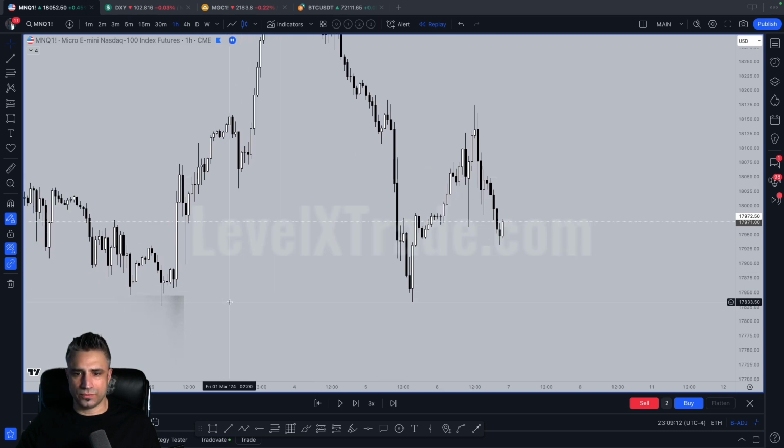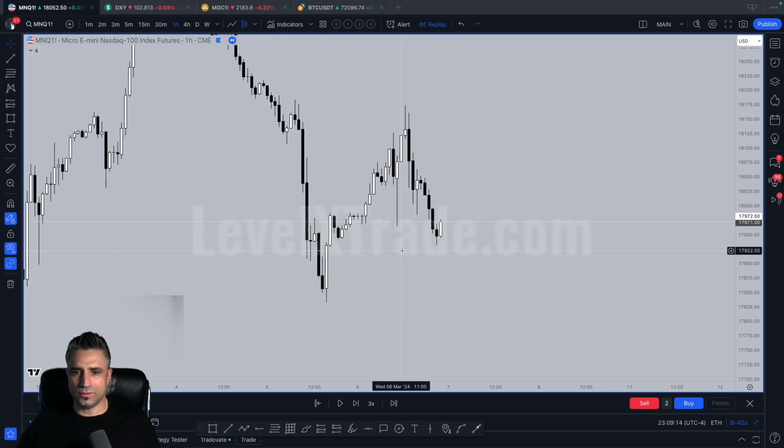So how do you use it? First off, you identify where there was a market structure shift. In this case, we have this here on our chart. Let me grab this tool right here.